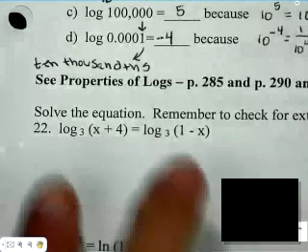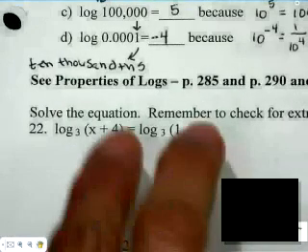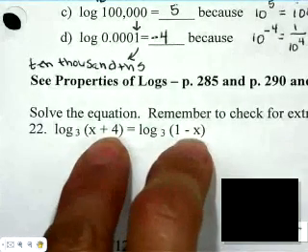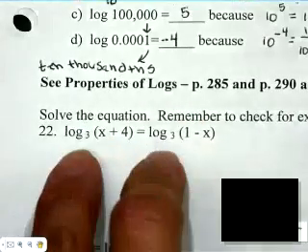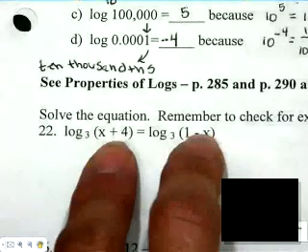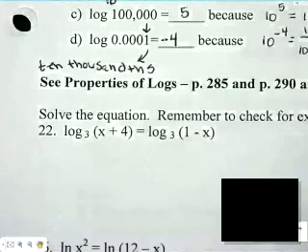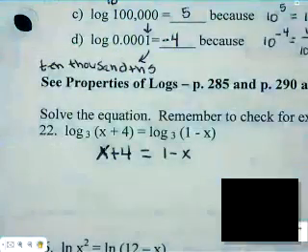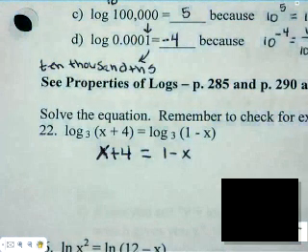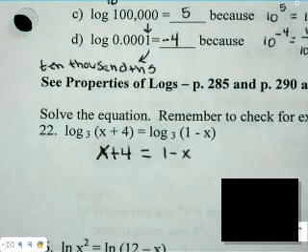The only way this can be true is if x plus 4 gives you the same number as 1 minus x. So if you have 2 logarithms with the same base, then their arguments have to be equal to each other. In other words, just set the arguments equal to each other and solve for x. Now, we didn't divide both sides by log. That wouldn't even make sense. We just said if you have 2 logarithms with the same base that equal each other, the only way that can happen is if their arguments equal each other.